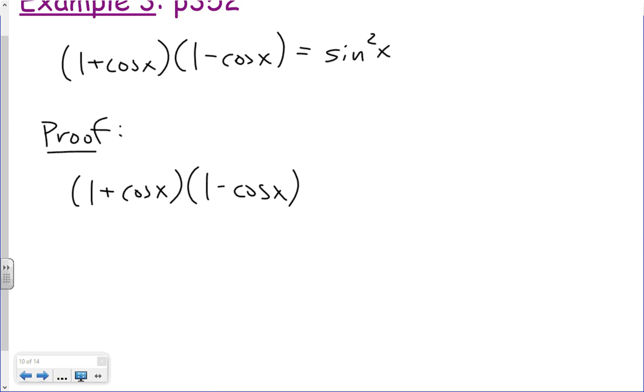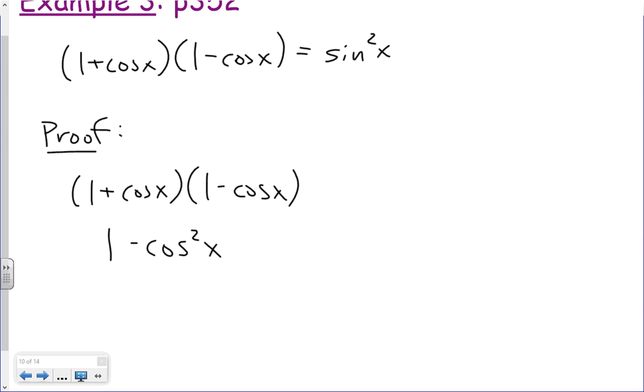I think the first thing to do is some algebra here. I've got 1 plus cosine times 1 minus cosine. In fact, those are conjugates. Those are really nice to multiply together. So let's go ahead and multiply those out. It'll be 1 times 1. The middle terms will drop out: the minus cosine and the cosine of x times 1 cancel out. It'll be minus the cosine squared of x. 1 minus the cosine squared of x is what we end up with when we multiply that out.